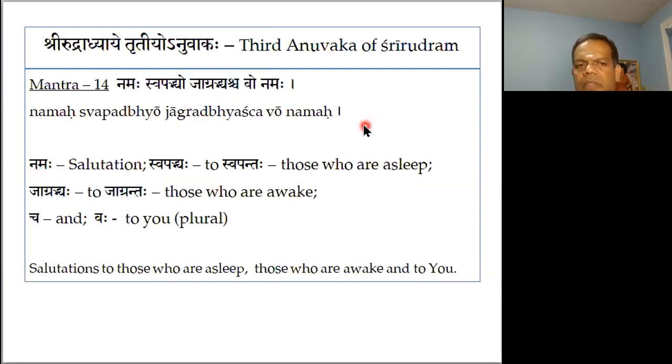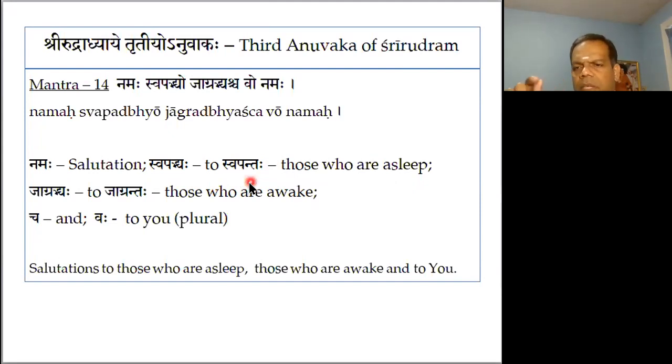We will look at the meaning. Namaha is salutation. Swapadbhyaha is the fourth form of the plural noun swapantaha. To swapantaha means those who are asleep. So we worship those who sit, who lie down, and now we are bowing down to those who are asleep. Swapantaha.